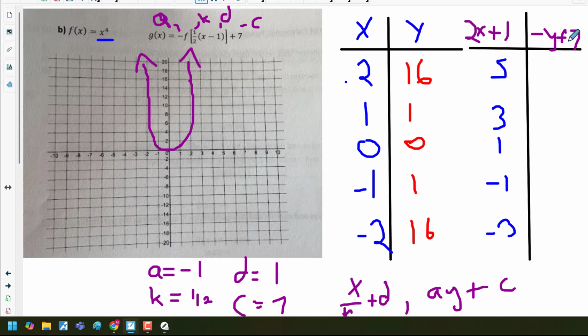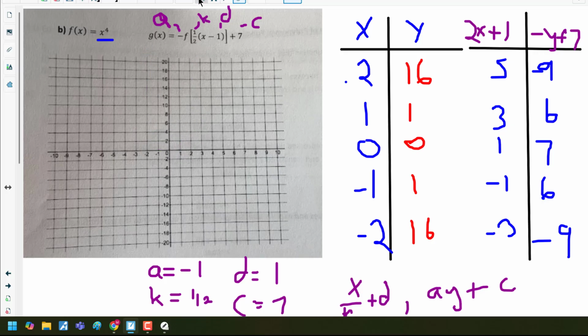And as for this, this is just negative plus 7, so negative 16 plus 7, -9. -1 plus 7, +6. 0 plus 7, 7. -1 plus 7 is 6 again. -16 plus 7 is -9. And then you just graph it. And you say you know how to graph, right? You know how to put the points in. 5 and -9. Alright, so then I won't do this, or do you want me to complete it?